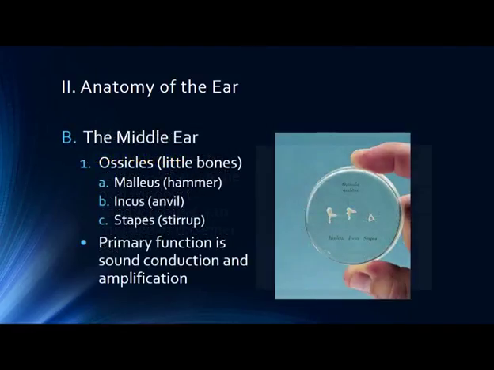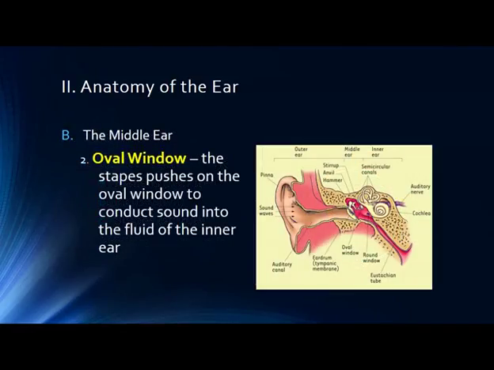So the last point in the middle ear is the oval window. This is where the stapes footplate pushes the oval window to conduct sound into the fluid of the inner ear. That stapes footplate moves back and forth with sound, propagating those sound waves into the fluid-filled cochlea. It causes that fluid to move, and the movement of that fluid is what creates our perception of sound.